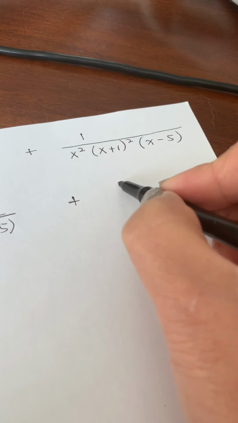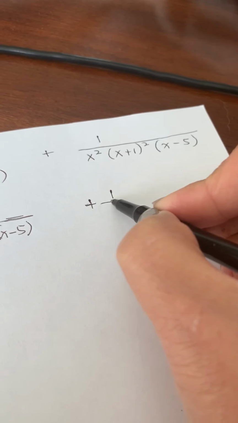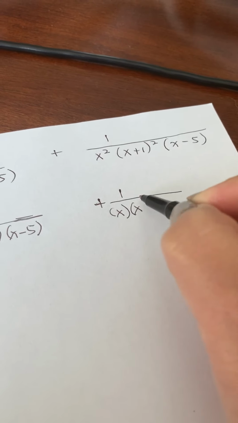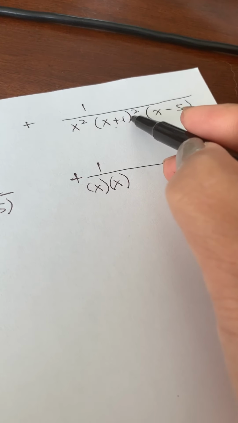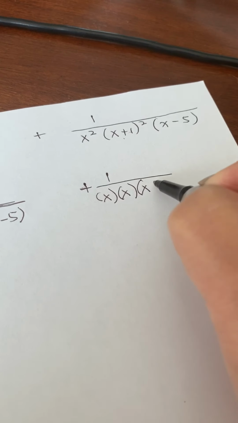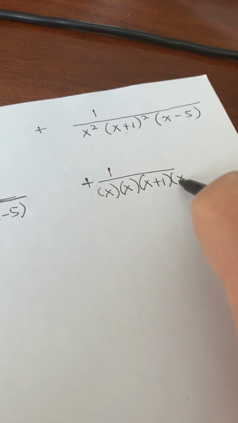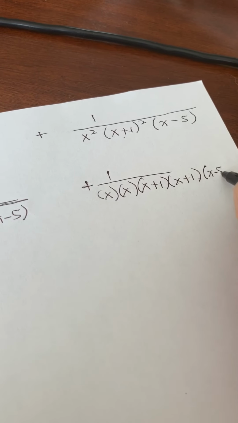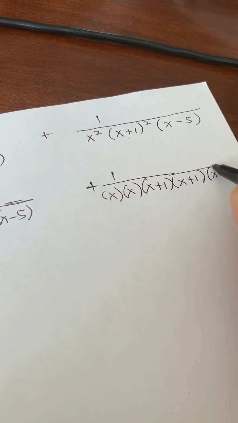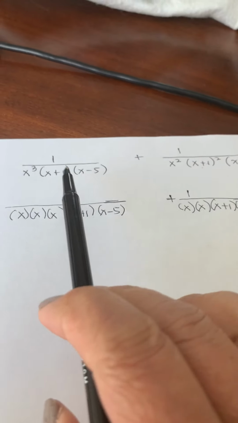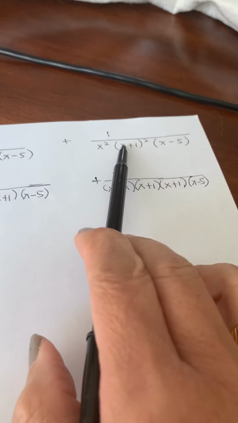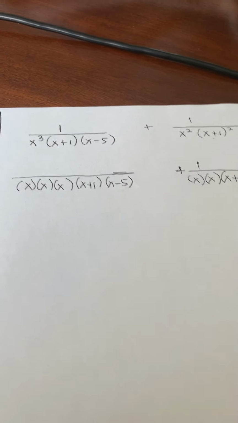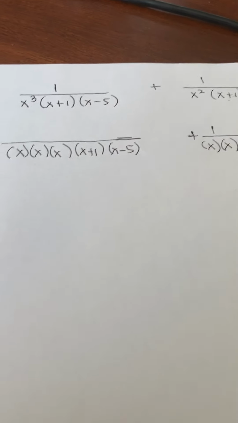Here, how do we write the repeated factors? That will be x and x. This one will be x plus 1 times x plus 1, repeated twice. And x minus 5. Okay. So this is basically the same as the top. We just wrote the repeated factors separately like that, so we can see what the common factors are.